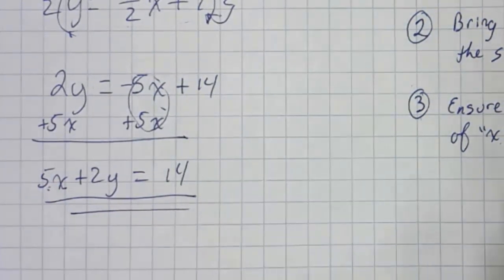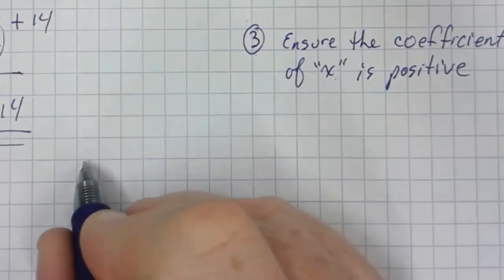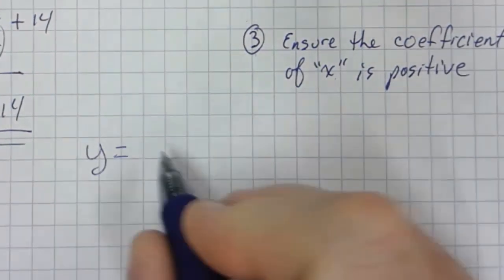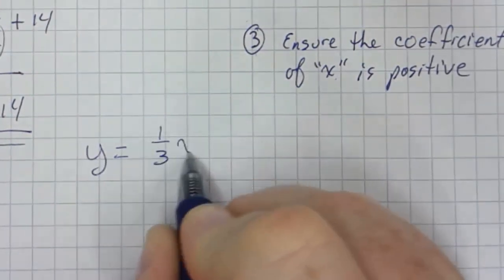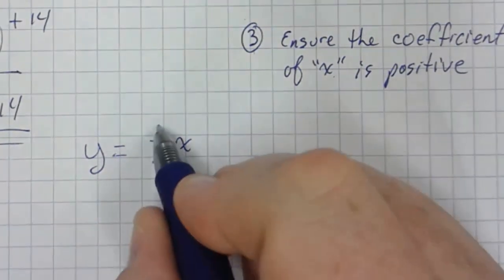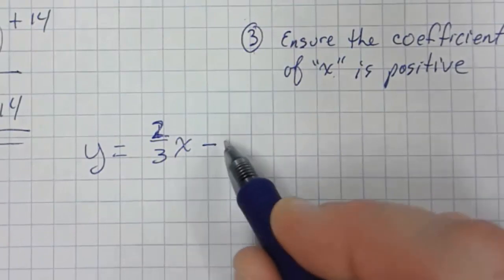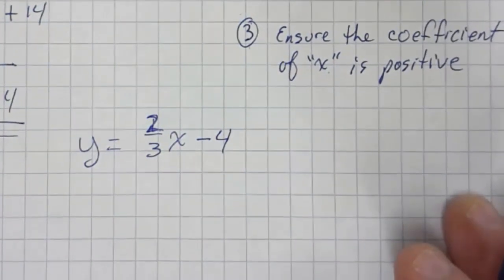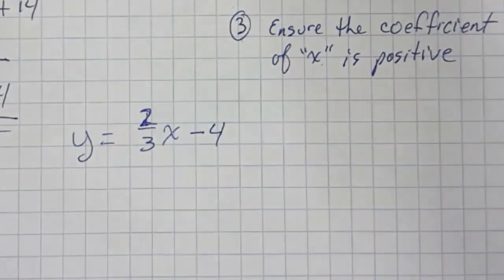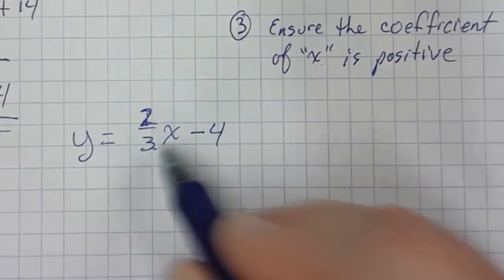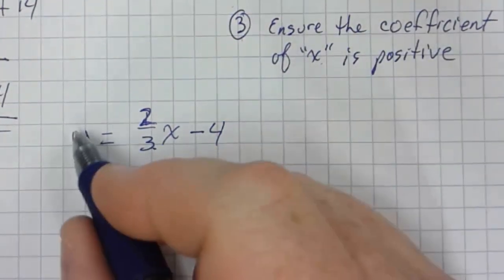Okay, let me come up with another one where the coefficient ends up being negative. So let's do y equals 1/3 x. Actually, let's make that 2/3 x minus 4. Okay, so step 1 is clear all the fractions. Well, the least common denominator is going to be 3, because I only have the one fraction in there.